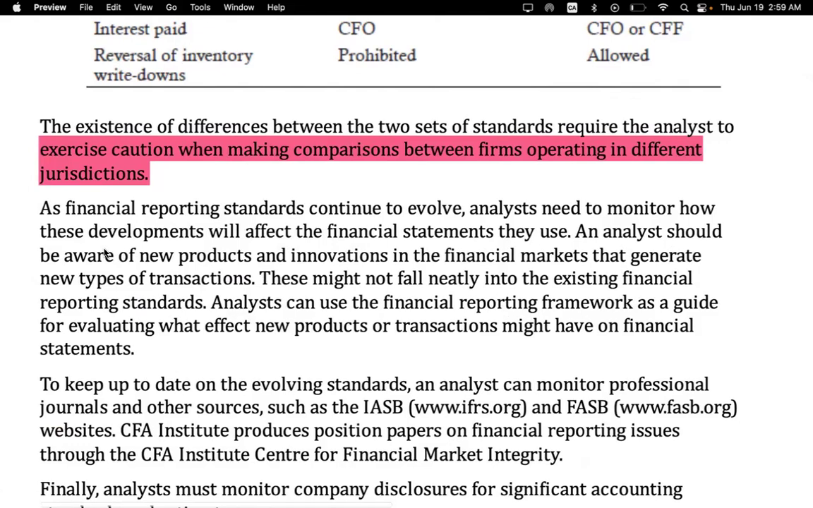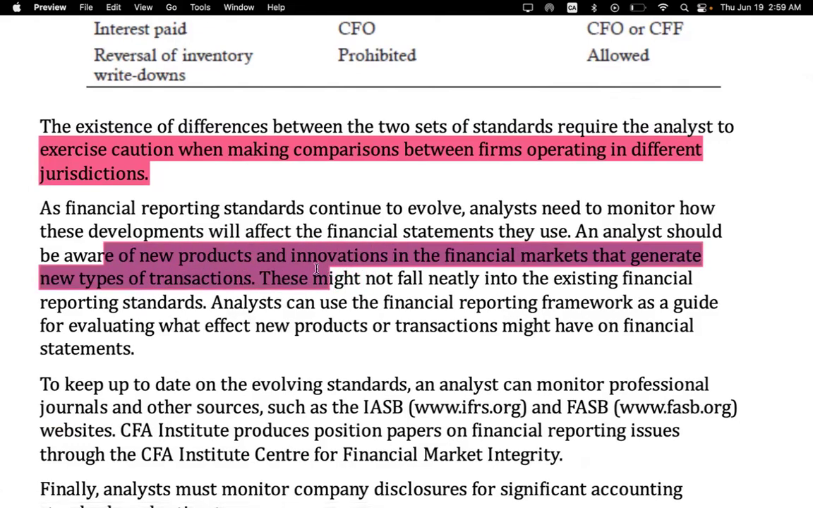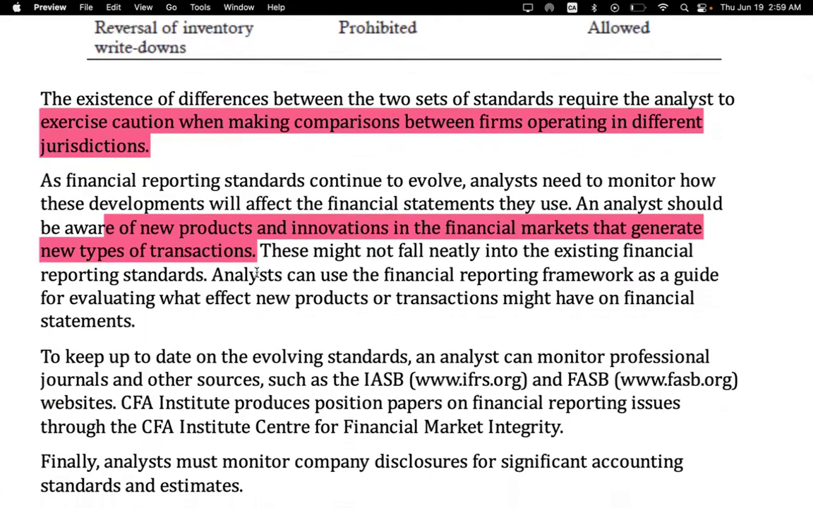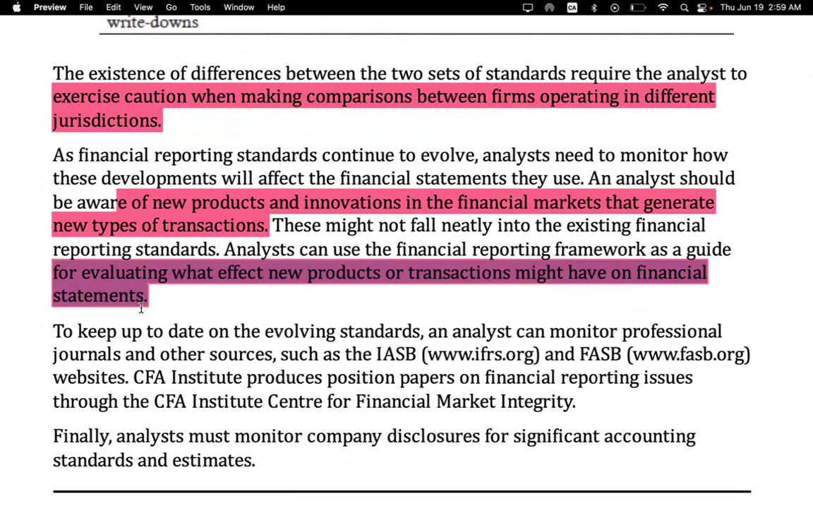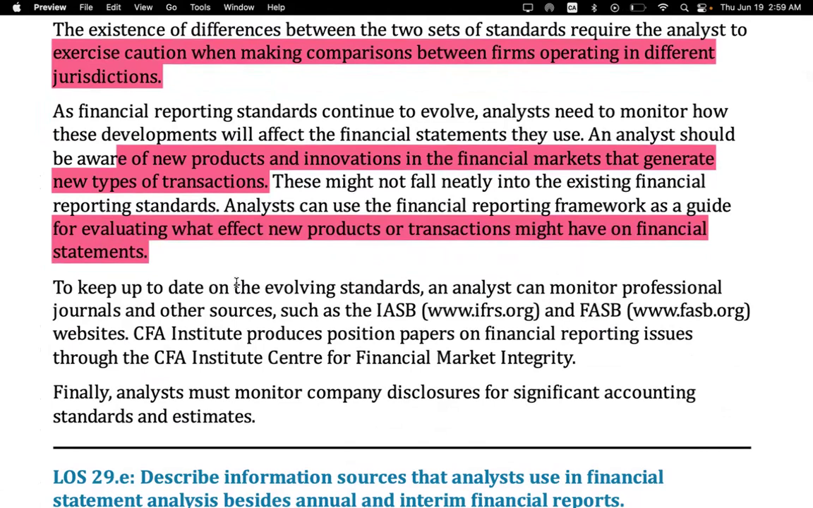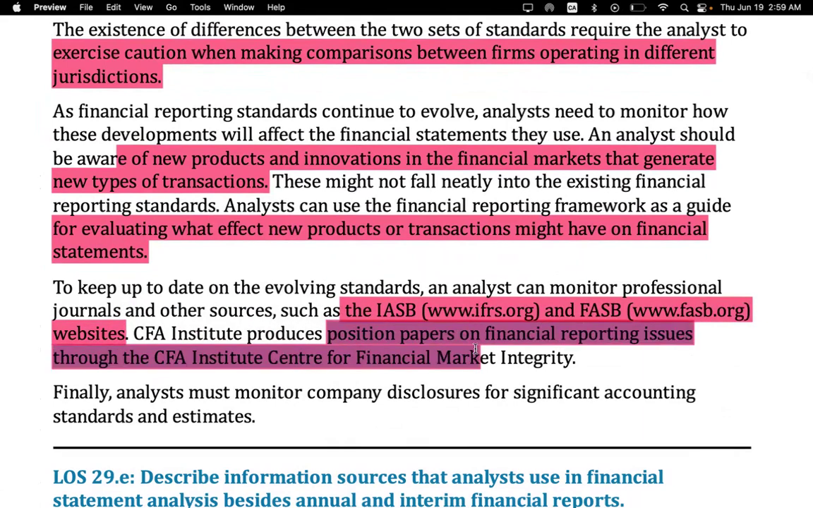Analysts should be aware of new products and innovations in the financial markets that generate new types of transactions. Analysts can use the financial reporting framework as a guide for evaluating what effect new products or transactions might have on financial statements. To keep up to date, analysts can monitor professional journals such as the ISB and FASB websites. You can also look at the CFA Institute website, the CFA Institute position papers on financial reporting issues through the CFA Institute Center for Financial Market Integrity.